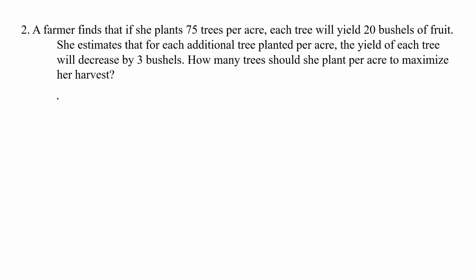All right, so we have to set some values here. So let's say x is equal to the number of additional trees. And so with that in mind, the number of trees is going to be basically 75 plus x when we get done. And the number of bushels is going to be equal to 20 minus 3 times x, because every tree extra we add, it decreases by 3 bushels. So 20 minus 3x.